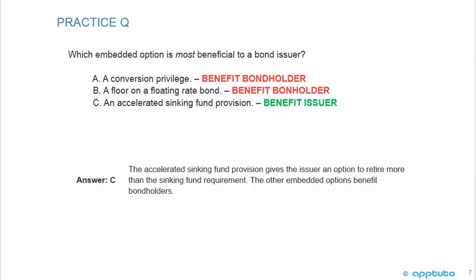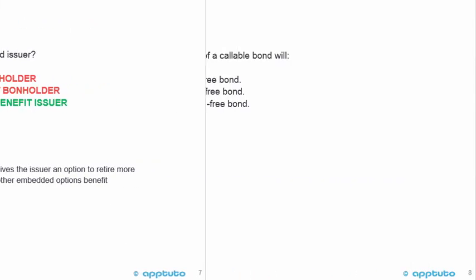You can get this one right though, because the other embedded options benefit the bondholders. So the conversion privilege, that benefits the bondholders. A floor on a floating rate bond, well, if interest rates are going down but there's a floor, that's going to benefit a bondholder. So the only correct answer in this one was C. An accelerated sinking fund provision is most beneficial to a bond issuer.